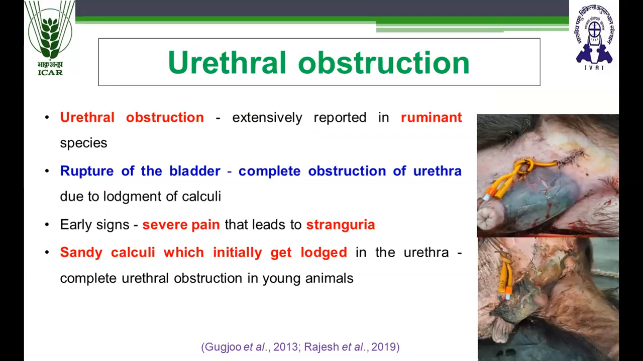Once the urethra is completely obstructed, it causes back pressure to the bladder. Because of the back pressure, the bladder will start experiencing discomfort and will start to rupture. So in early signs, there will be severe pain. That is why the animal will be continuously bleeding, restless, leading to stranguria. And the sandy calculi in young animals, which initially get lodged in the urethra, can lead to complete urethral obstruction later, if not treated. And diagnosis.